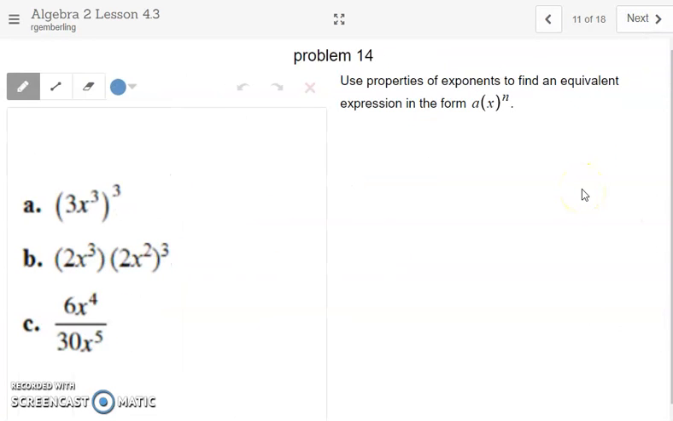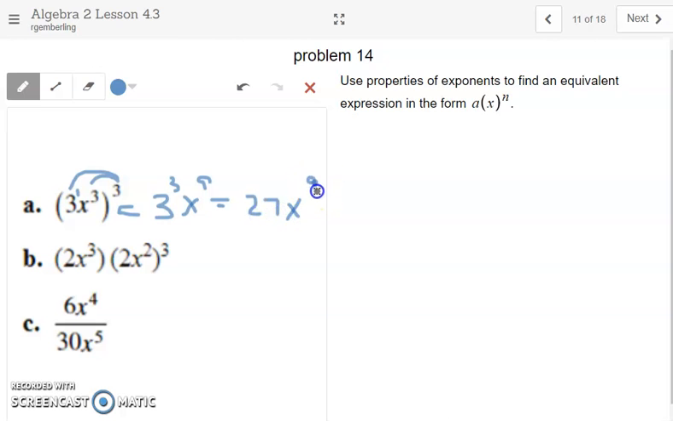In this problem here, we're simplifying. So this goes back to what we talked about from our exponential work. So we have 3 to the 3rd power, because we're multiplying an exponent of 1 here. So it's 3 to the 3rd power. And then we're taking 3 times 3, which is 9. So the answer here is 27x to the 9th.